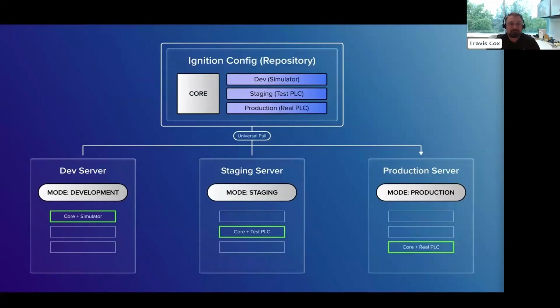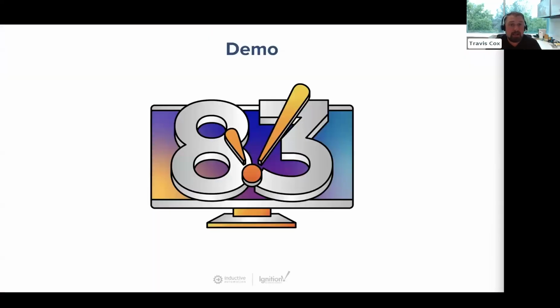So what we're going to do here is spend a good amount of time on an in-depth demo of deployment modes. In this demo, I'm going to deploy 2 Ignition servers, one for development and one for production. So I'm just going to have these 2 environments, a development environment and a production environment. And then these servers are going to be blank. We're going to start from scratch.